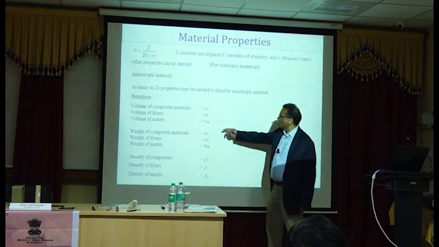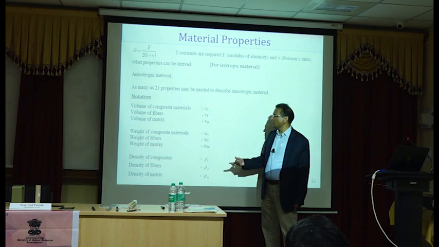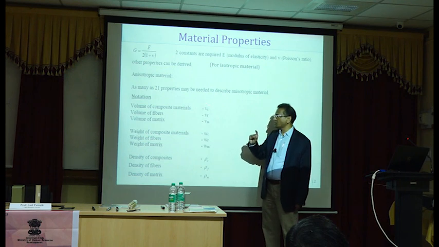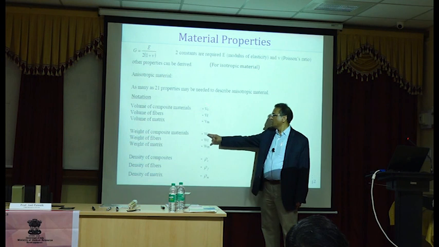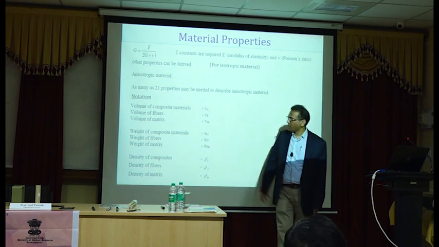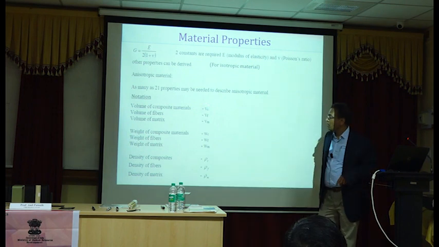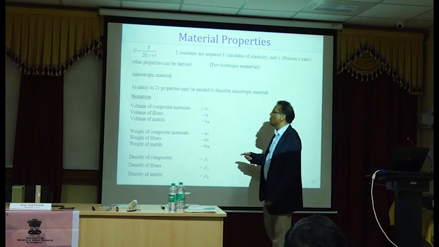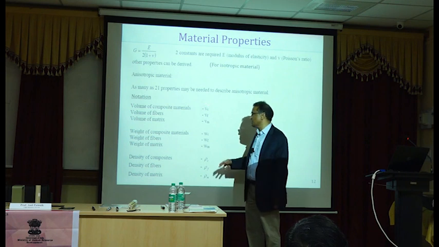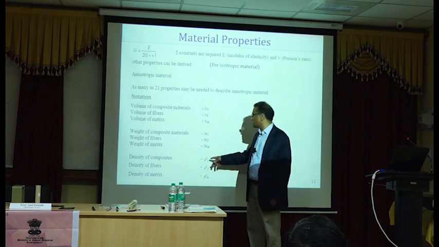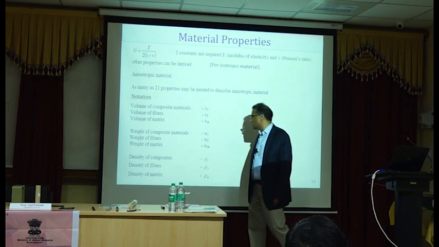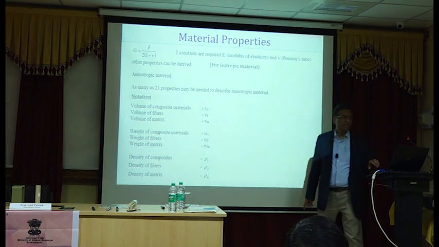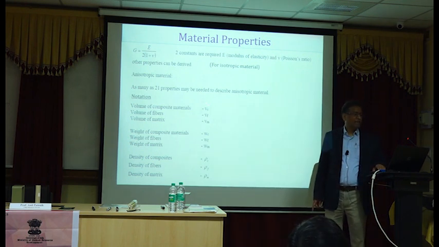In case of weight, we will use W for weight, lowercase w, which is small letter, not capital letter. W sub c, W sub f, W sub m, 3 different weights. What about densities? Densities will become important just for batching, very important. If you are fabricating a composite, you will need the densities, rho c, rho f, and rho m. These are the 3 different densities.